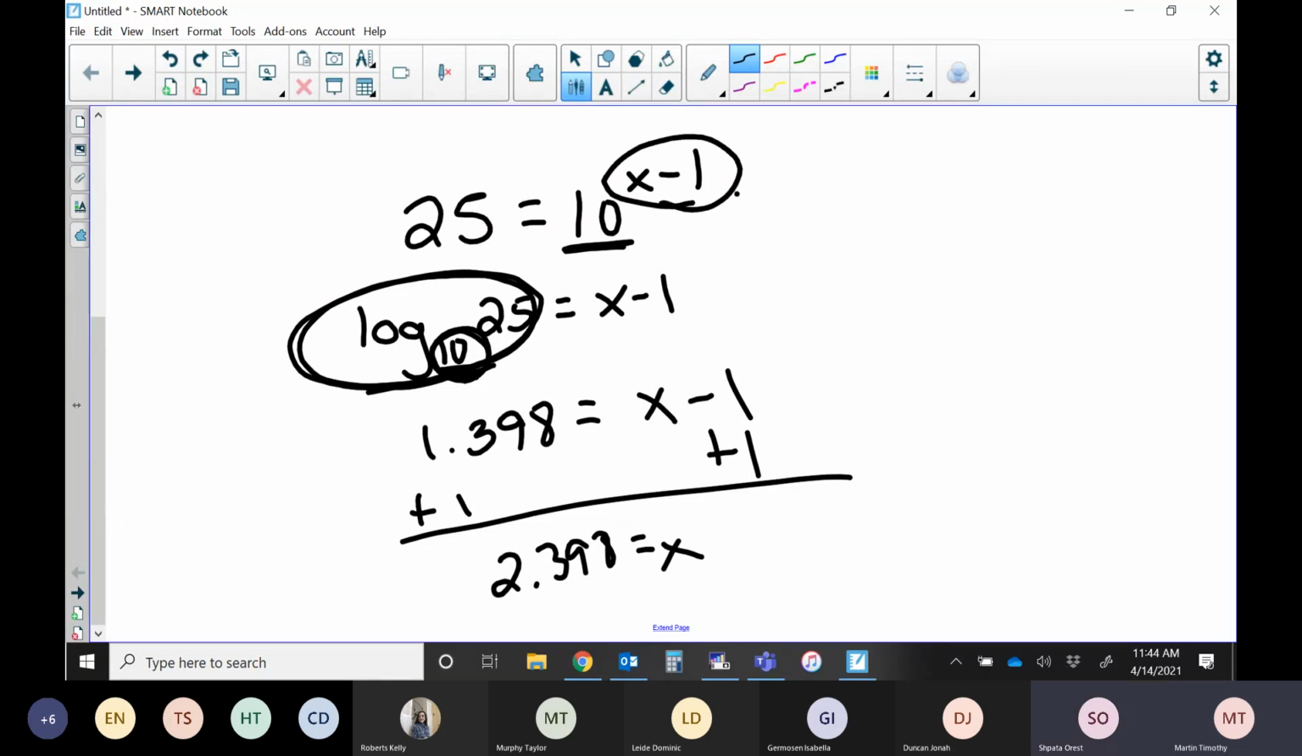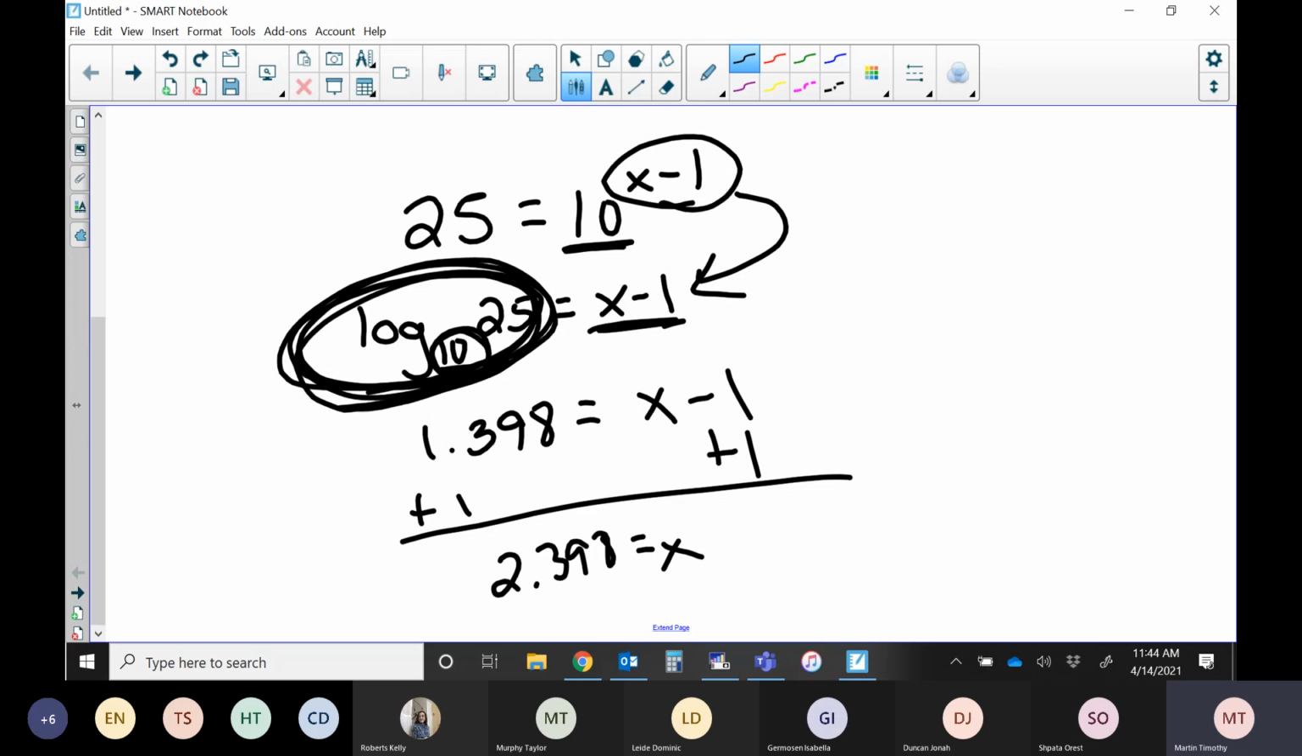So right here, you weren't able to solve for the x because it was left up in the exponent. When you change it to log form, it is no longer an exponent. And because this is base 10, you're able to get an answer by using your calculator that turns it into this number. You add the 1, and boom, you've got your x now.